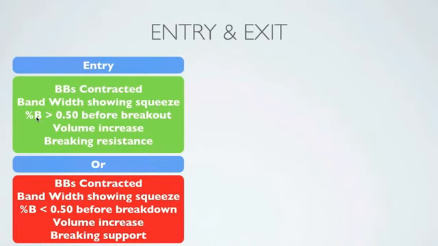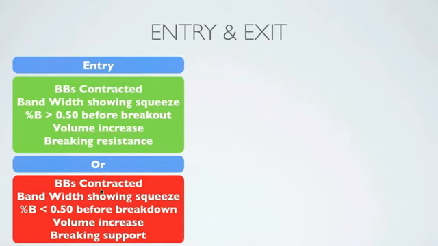Then I want the %B to be above 50 before the breakout. It shows me that last bit of momentum before the breakout, that the momentum is to the upside. The price has stayed closer to the upper band than the lower band, indicating aggressive bias. Price is no longer coming down. People are buying, they don't let it come down. They're aggressive, they're afraid to miss out. Then you want to see the volume increase, and of course breaking the resistance.